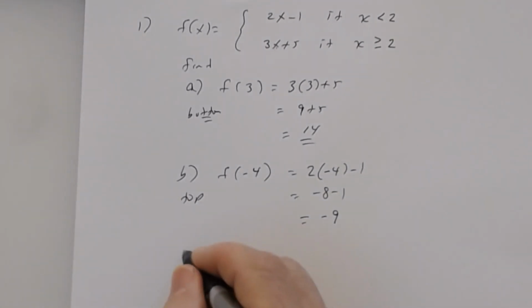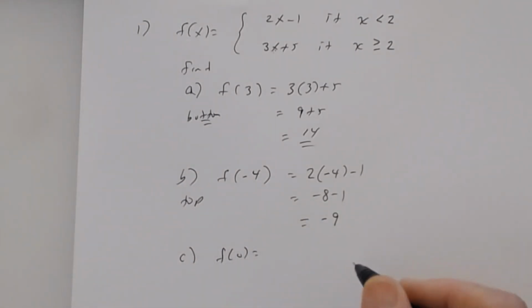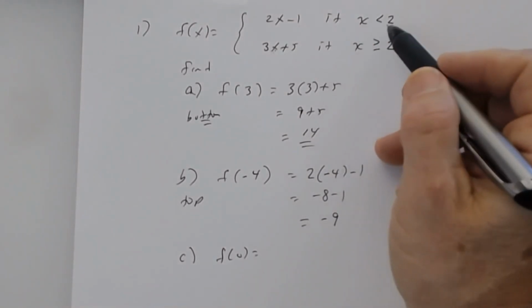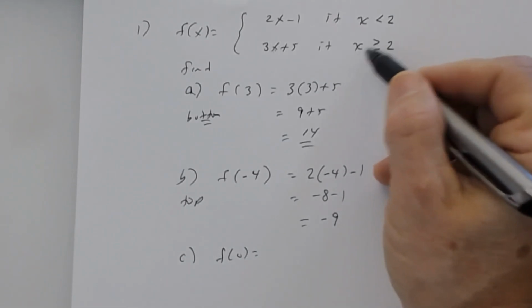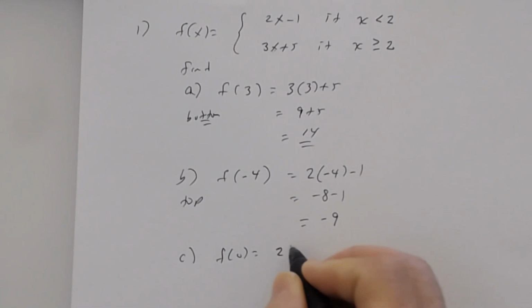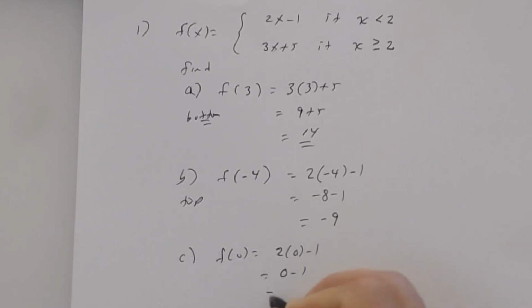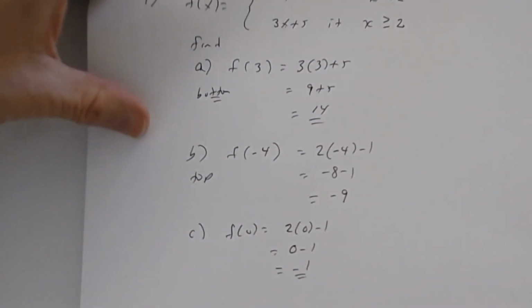Negative 9. C, suppose I want to find f of 0. Which one do I use? The first one, top one, because 0 is less than what? 2. You know you can't use the bottom one because is 0 greater than or equal to 2? No. So that's 2 times x. What's x in this case? Minus 1. What's 2 times 0? And 0 minus 1 is a negative 1. So f of 0 is negative 1.